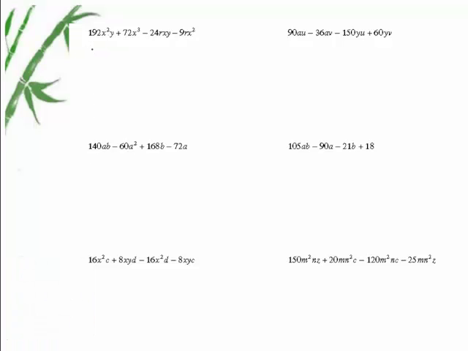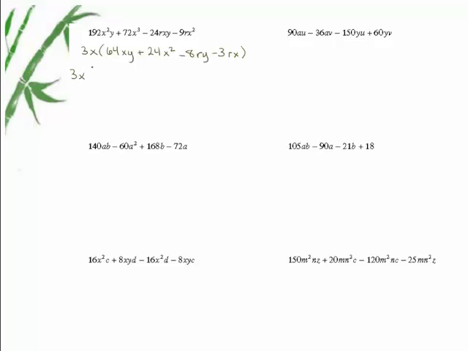Every term has an x in it, so I'm going to pull out a 3 and an x, leaving me with 64xy plus 72 divided by 3 is 24, so 24, and there are 2 x's left because I took a 1 away. 24 divided by 3 is 8, and there's an r and a y, and then 9 divided by 3 is 3, and there's an r and an x.